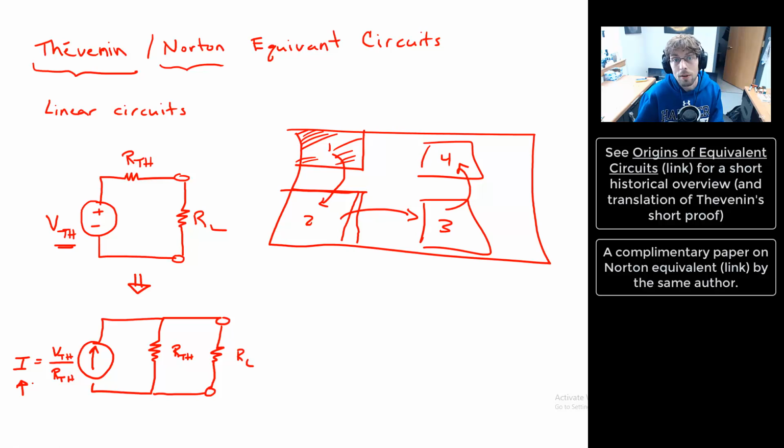So the Norton equivalent is simply the Thevenin circuit and then a source transformation. Hey, sometimes you just get to pick that low-hanging fruit. Lucky duck.